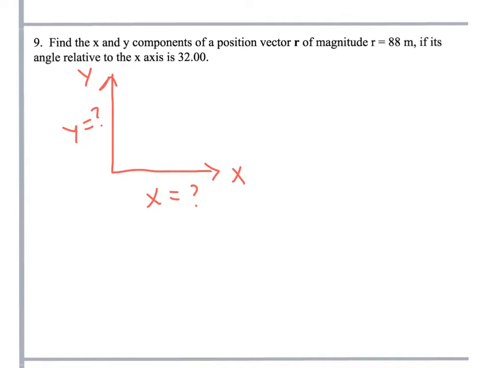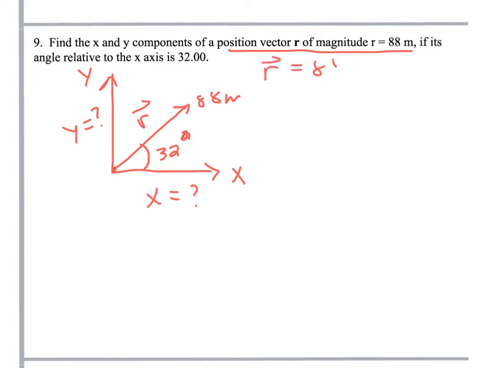So for this problem, though, it's just finding the x and y components. So we have our position vector is 88 meters. Our position vector has to start at the origin, and it has to end at 88 meters. So that's our position vector r. And then the angle relative to the x-axis is 32 degrees. So we know our position vector. We know theta.